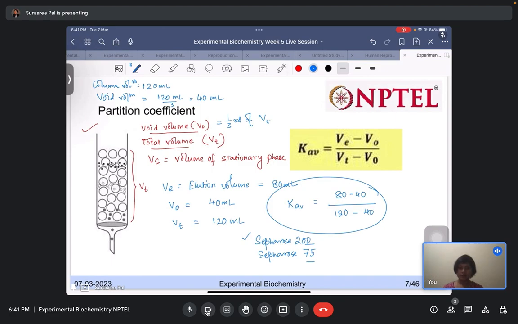There can be other types of resins also where there are definite pore sizes. So this pore size is controlled and monitored, and that will actually determine the resolving range that we can get in this particular column. And the K average, that is the partition coefficient, will be proportional to the molecular weight of the protein in the resolving range, remember.